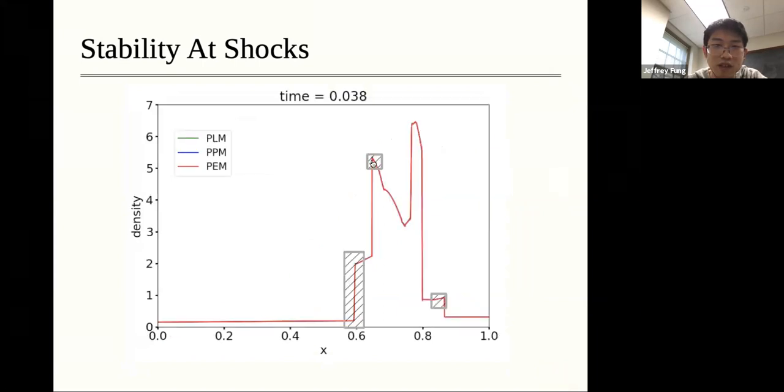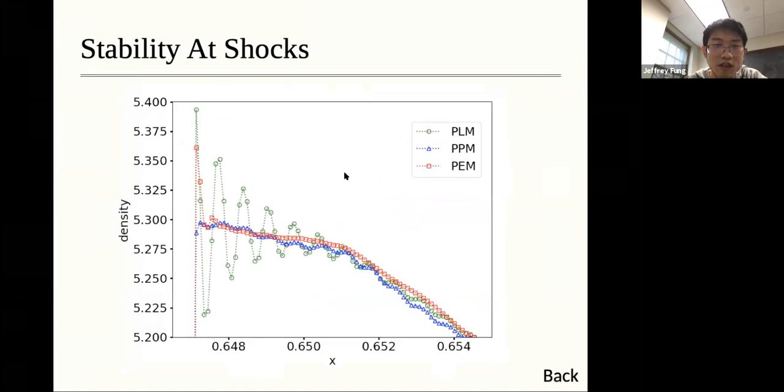Over here, this one is an actual shock. It's a rather strong shock. And you see that PLM has these spurious oscillations coming off behind the shock. We call these post-shock oscillations. PPM is much better. It doesn't have this huge initial spike, but you can still see quite obviously that there is this wave coming off of it. PEM has a strong spike initially, almost the same as PLM, but then right after it's gone. So this is much more stable than both PLM and PPM.